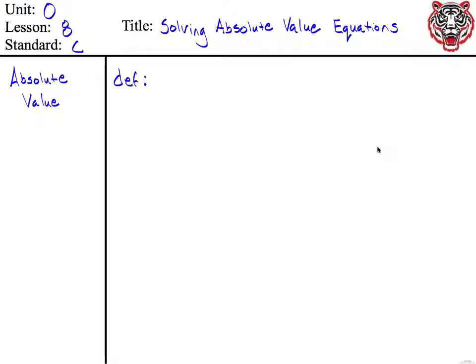Solving equations and inequalities. So today we're doing more solving equations. We are not quite at solving inequalities yet. I think we have touched on it a little bit, but here we go.